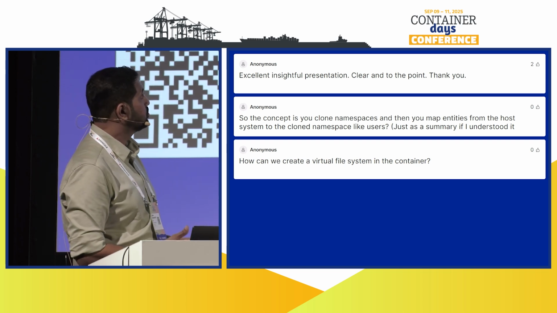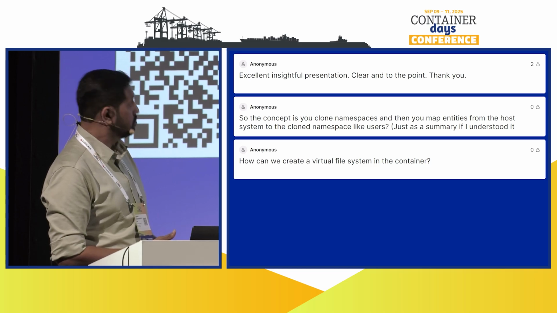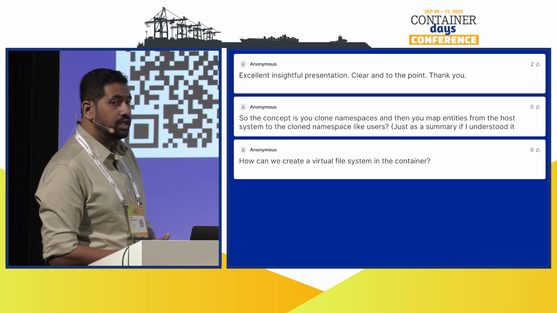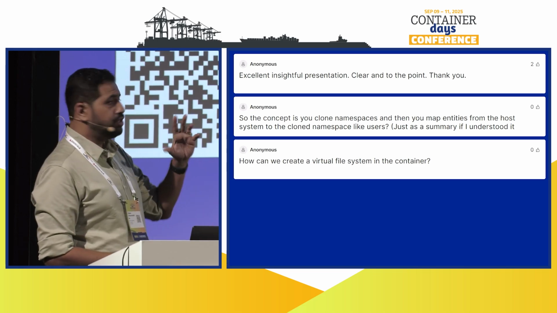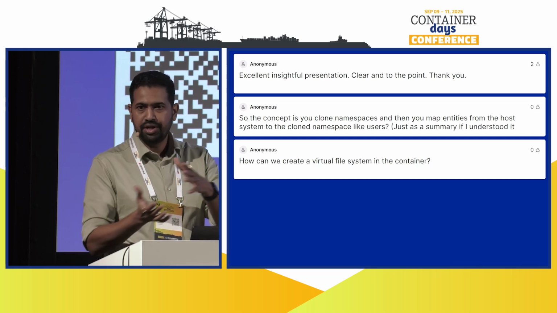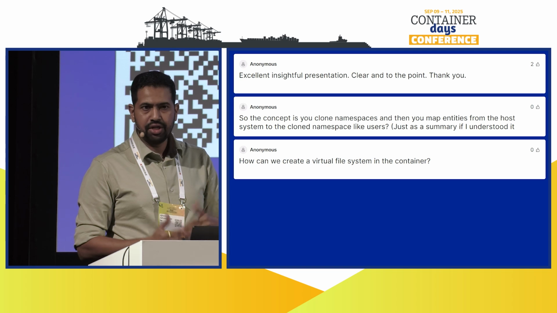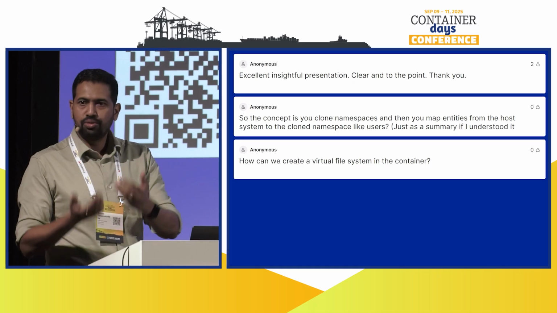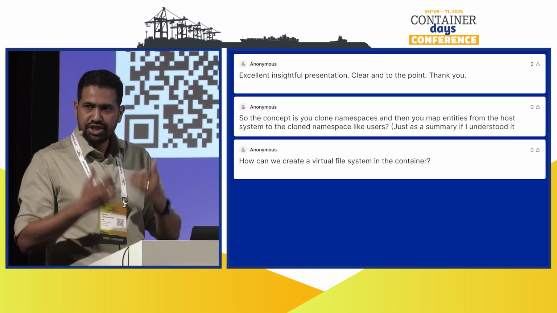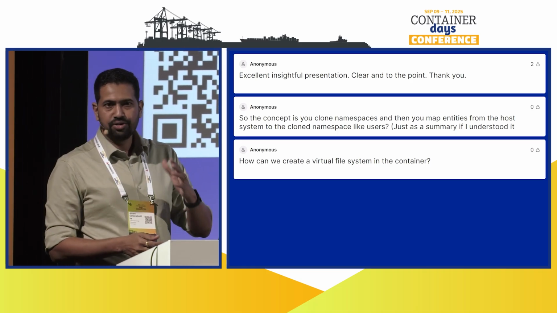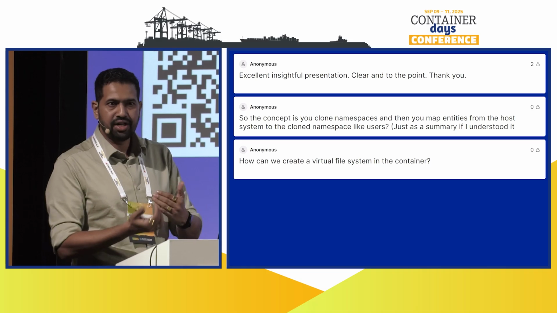Wonderful, thank you. The next one is a clarification question: so the concept is you clone namespaces and then you map entities from the host system to the cloned namespace, like users? Yes. The standard syscall is called share and unshare, but with Go it's a bit weird, so they say clone and unshare. Whenever you clone something, you make it inaccessible to others. If I clone the PID, only I get the PID and no one else does. If I do unshare, it means that I myself go into that new namespace. The reason we can't do unshare here is that, like I said before, if I myself become init, I can't, because I have a root PID.